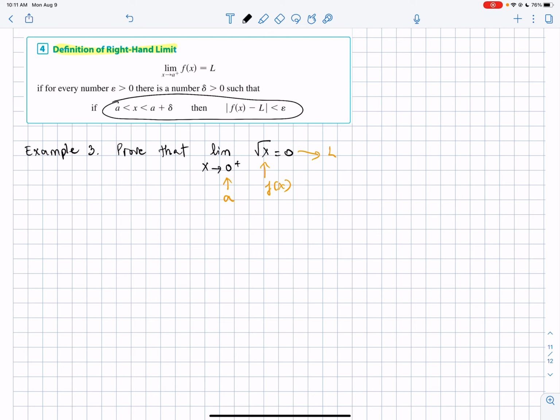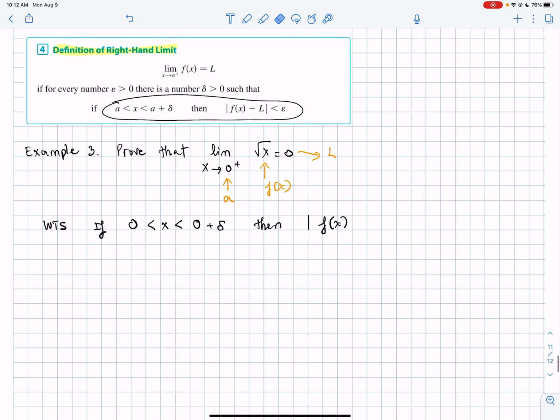So first of all, step number 1, we want to show that if we have 0 less than x less than 0 plus delta, I'm using this sentence, then the distance from f of x, which is square root of x, minus L, which is 0, is less than epsilon. And of course we will work on this part.